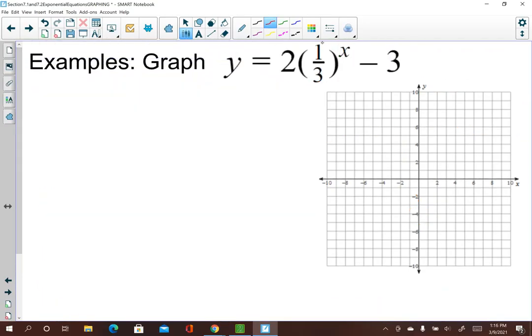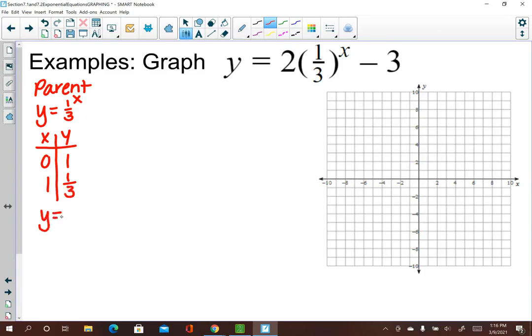So here the parent takes our base, 1/3, raised to the x. We create our table, always has a point (0, 1), and then (1, base), so (1, 1/3). Always start your parent with the asymptote of y equals 0. There's nothing up in the x up here, no transformations happening in the exponent.